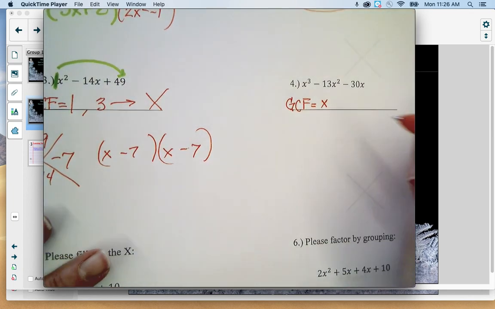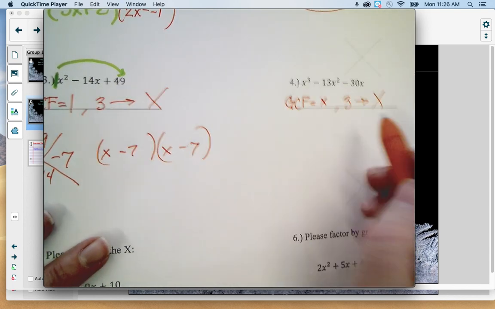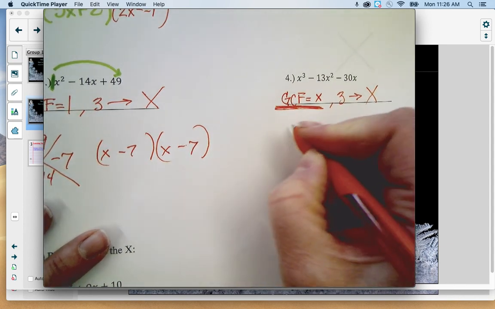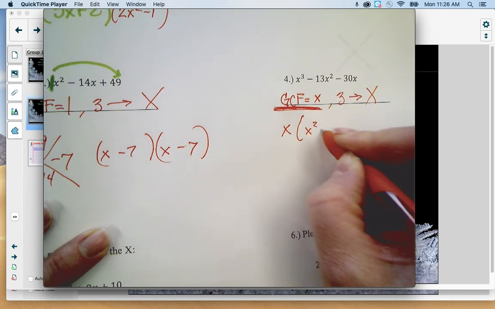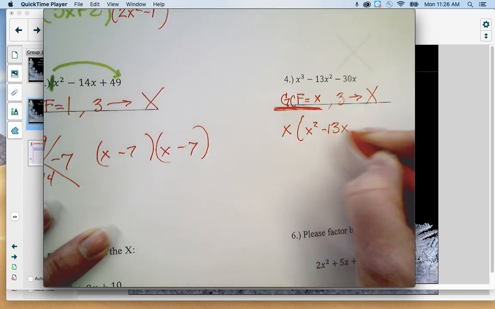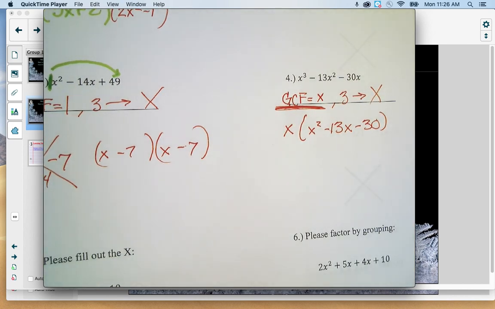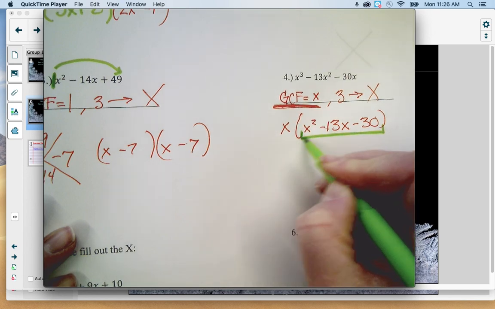But how many terms are there? 3. What method are we going to use? The X method. But before we use this, we need to factor out a GCF first. Watch, pull out an X. So it's going to be X times X squared minus 13X minus 30. That was my GCF. So now what we're going to try to factor is this part right here.